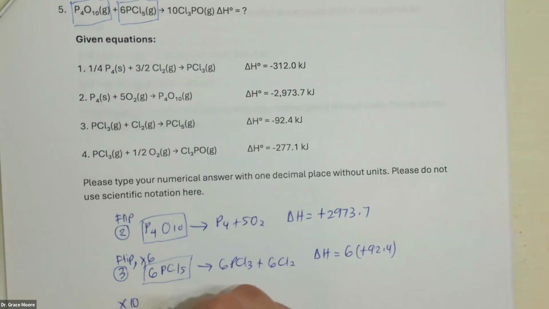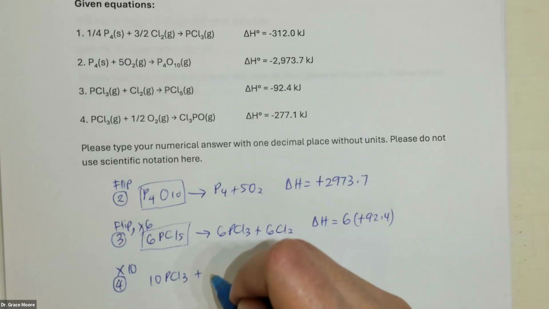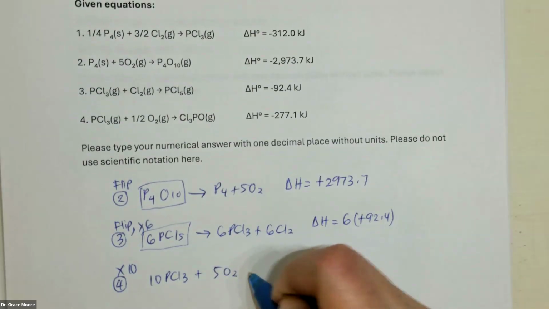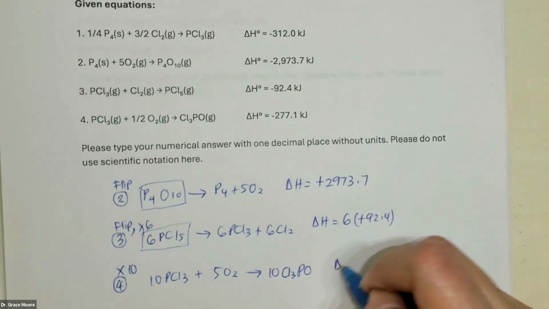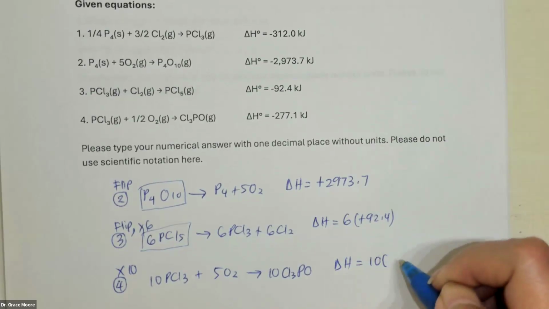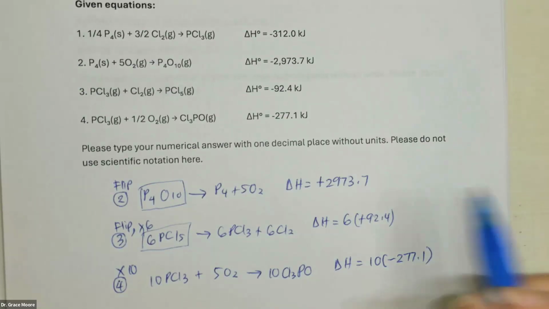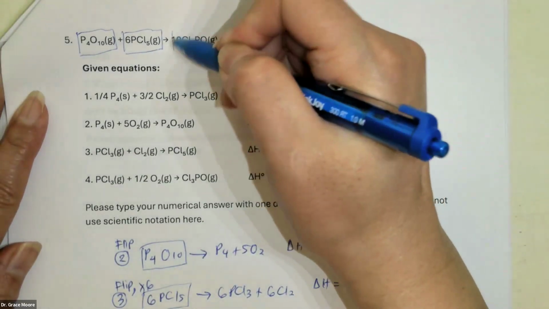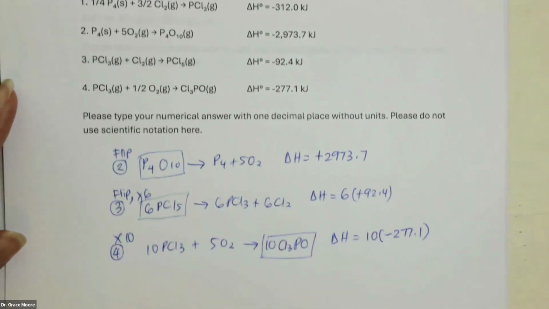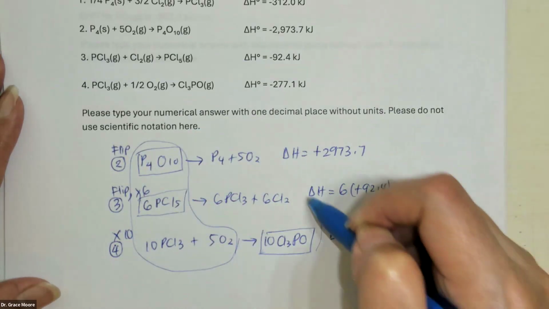So when you do that, you get 10 PCl3 plus 10 times half, which would be 5 O2, and then you get 10 Cl3PO. And your delta H would be 10 times, staying the same sign, negative 277. I'm going to box this up and say, oh wow, look, I got my pieces that I need, but I think I have a bunch of extra stuff floating, right? Let's see if they cancel off.